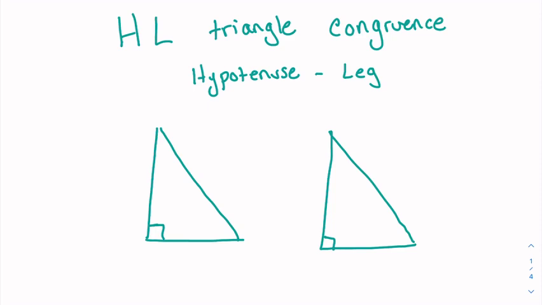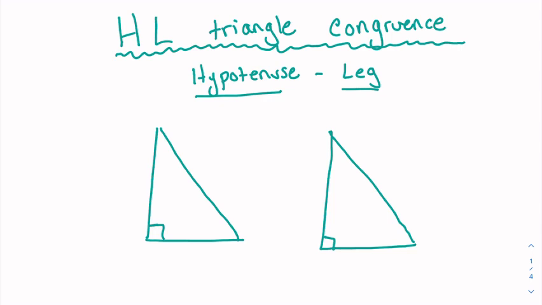Hello, this is Mrs. Correa, and we are going to talk about our last triangle congruence theorem, which is HL, also known as hypotenuse leg. First, we need to recall, what is the hypotenuse? Well, when you're looking at a right triangle, meaning a triangle with a right angle, the hypotenuse is the side length across from the right angle. It's also always the longest side of the triangle.